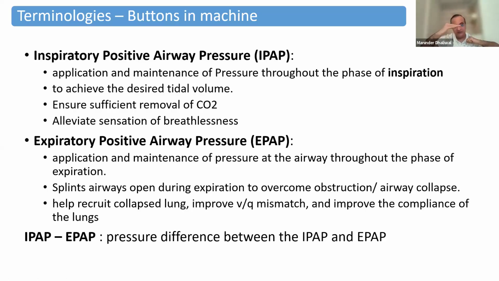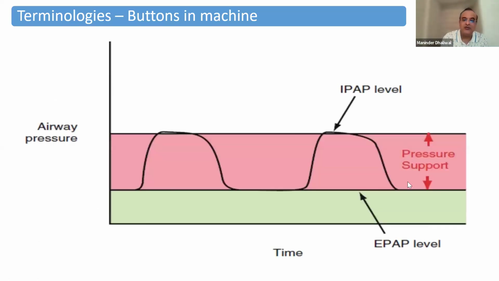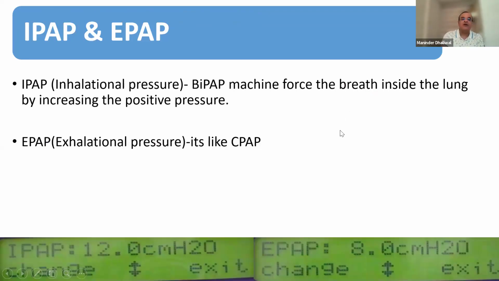The EPAP is the CPAP, which is the baseline throughout the ventilation cycle, and the IPAP is on top of that, what is given during inspiration. So this is what we are telling you: EPAP is throughout, and what is delivered in inspiration is the IPAP. So how do you set this?